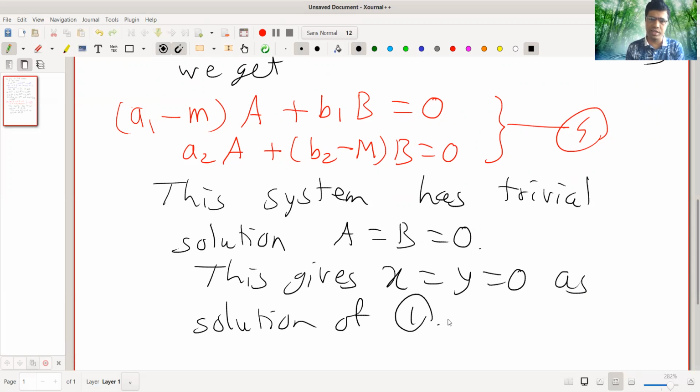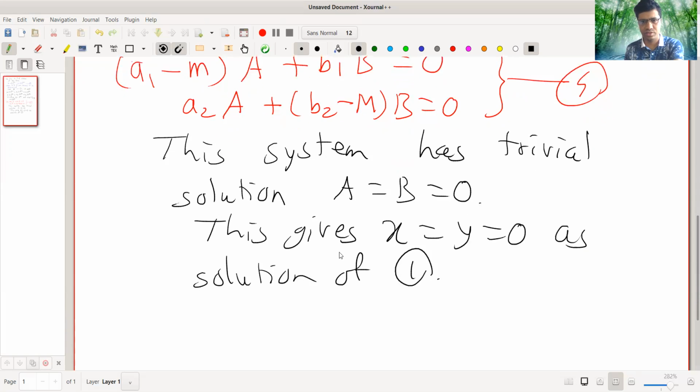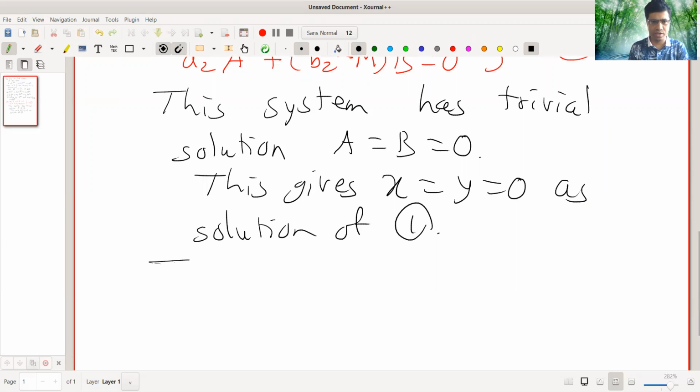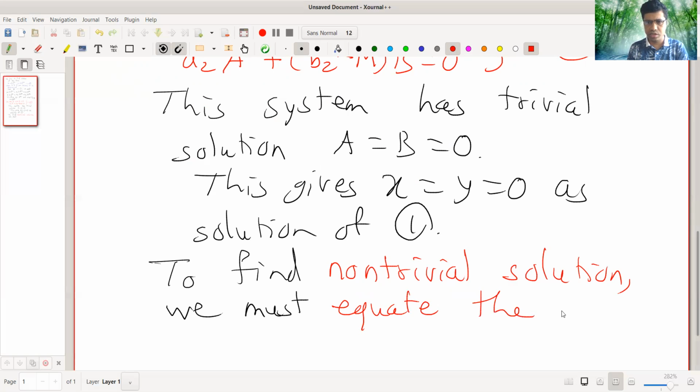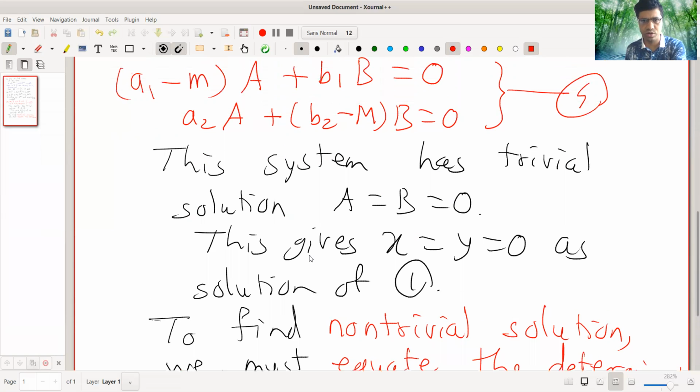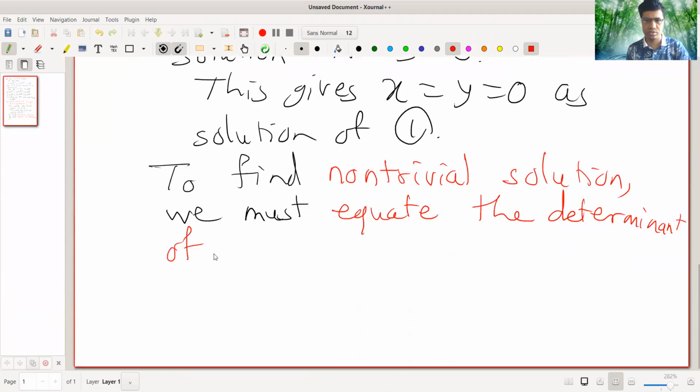Of course, we want a solution which is not 0 always. Okay, so for that we need non-zero values or non-trivial values of capital A and capital B. To find a non-trivial solution, we must equate the determinant of coefficients in this system 4 to 0.